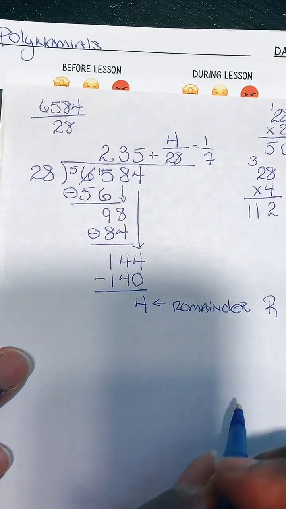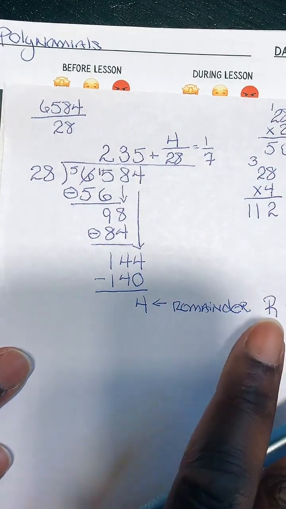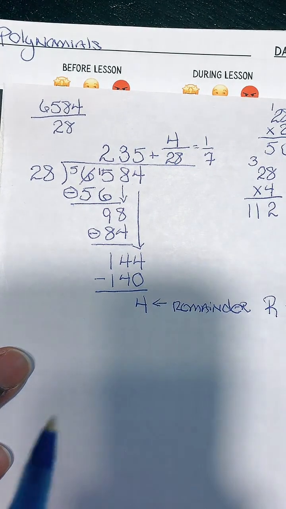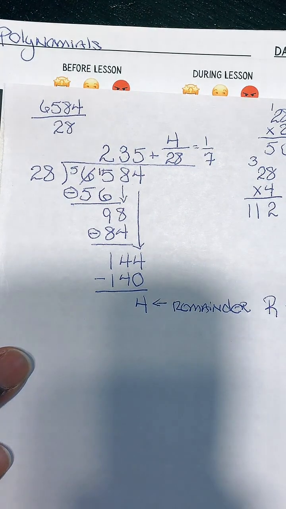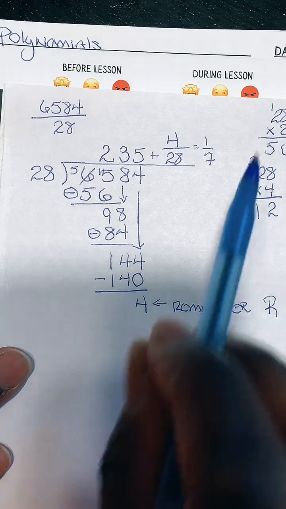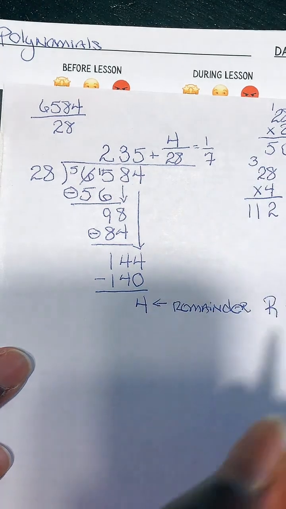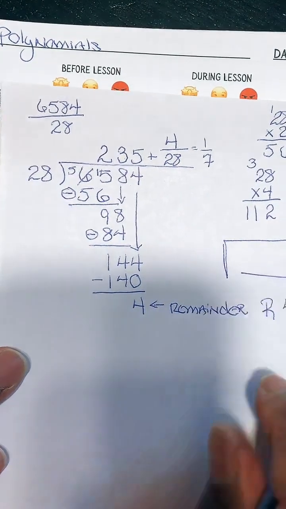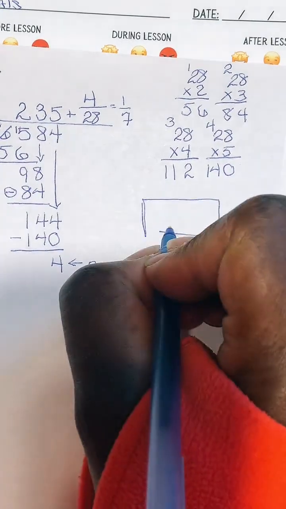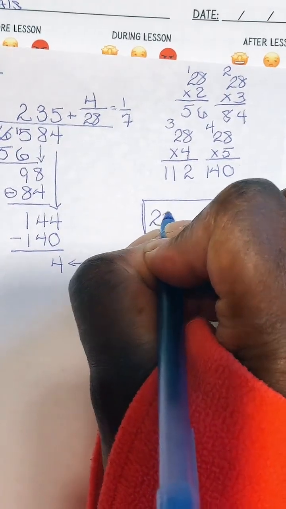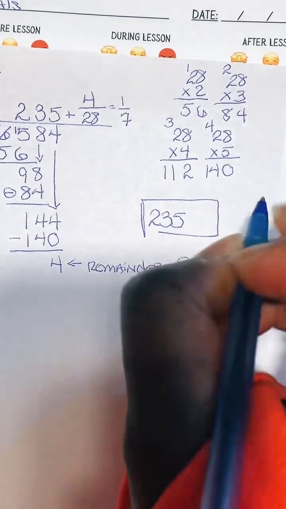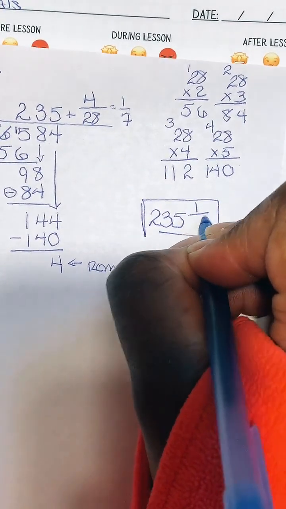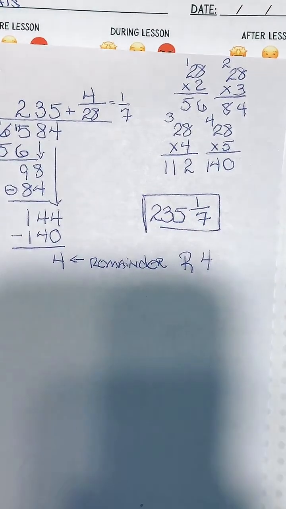So keeping it as fractions, trust me, there's a method to this madness. Keeping it as a fraction, our answer, I'm going to put it inside of a box over here, is 235, and we're adding on that 1/7.